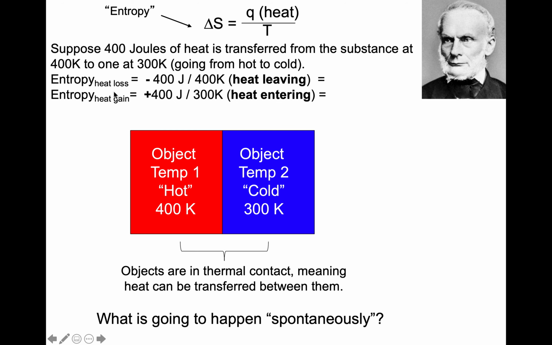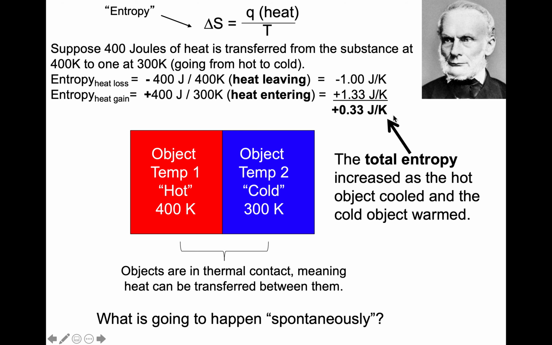So the entropy change for the heat leaving the hot object has a negative sign, same kind of designation that we have for something being exothermic, and it's going into the object that's at the lower temperature. Set it up so the math here is easy for both of these. Let's add it together. Overall, the entropy change is positive. The total entropy increased as the hot object cooled down and the cold object warmed up.